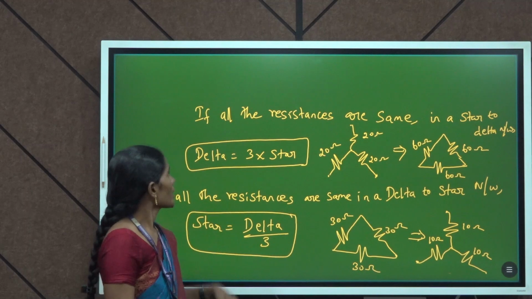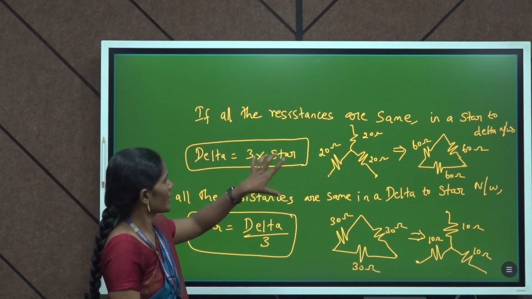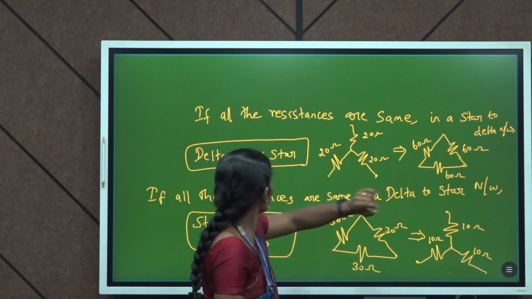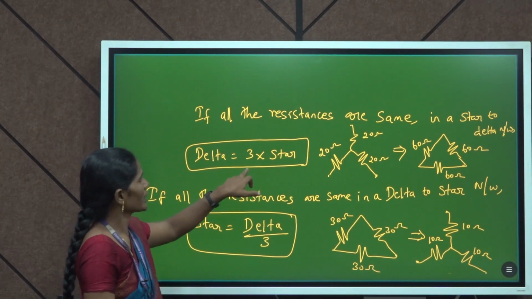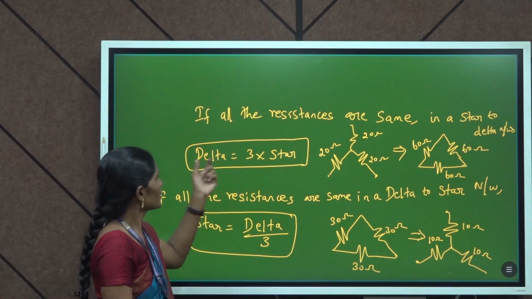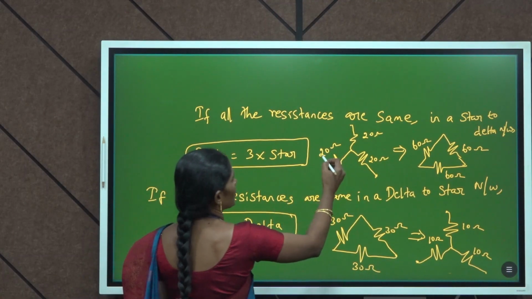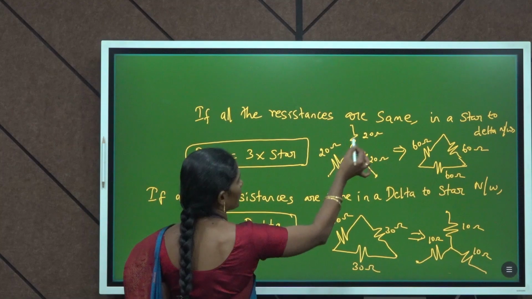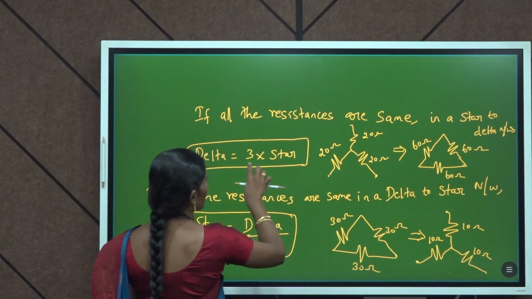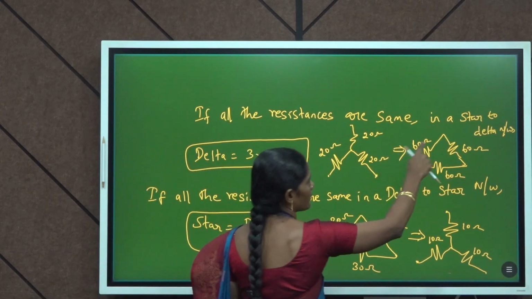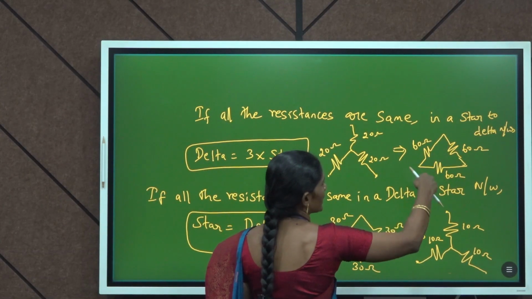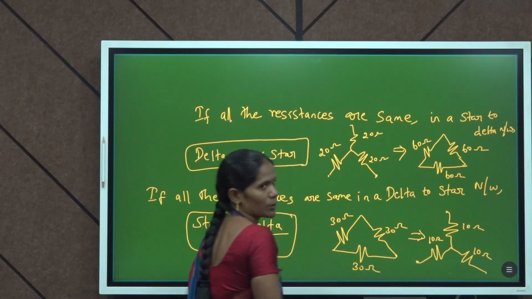To conclude, if all the resistances are the same in a star to delta network, we can find the delta network as delta equal to 3 into star amount. So, for example, the star amount given is the same value here, 20 ohm, 20 ohm and 20 ohm. This star amount multiplied by 3 gives the delta amount of 60. So, the same amount of 60 will be the 3 delta amounts for this network.